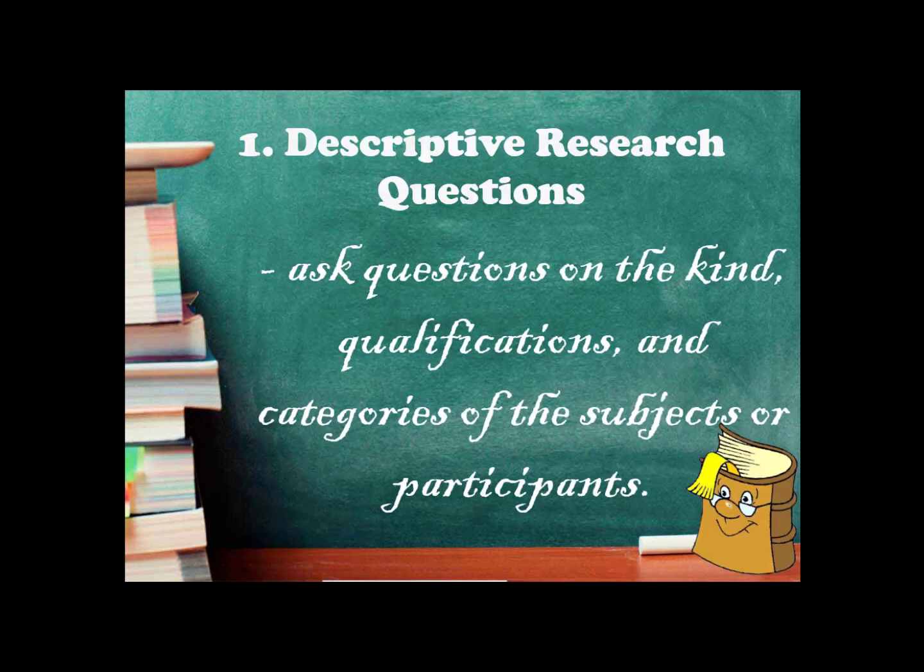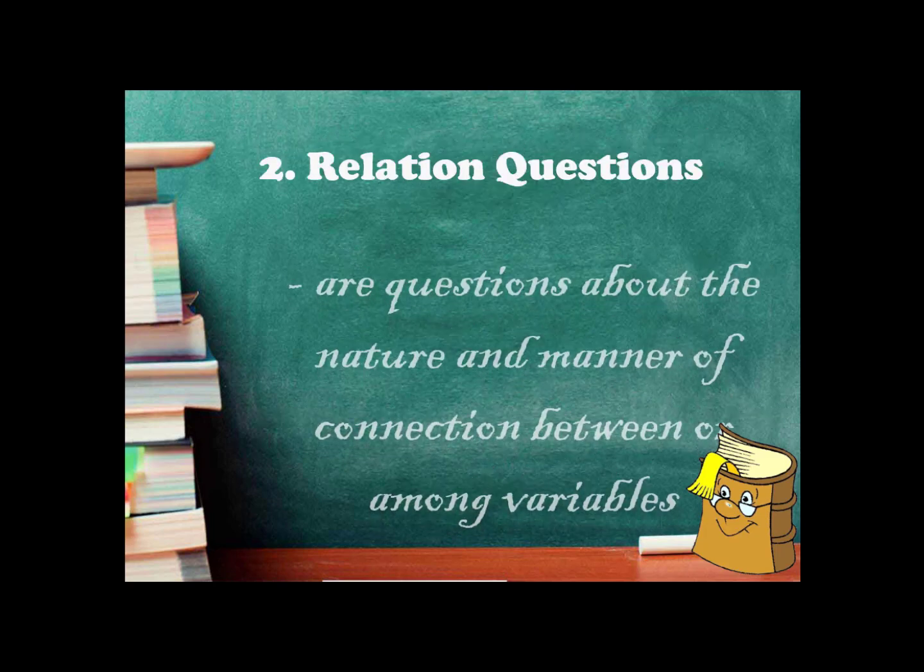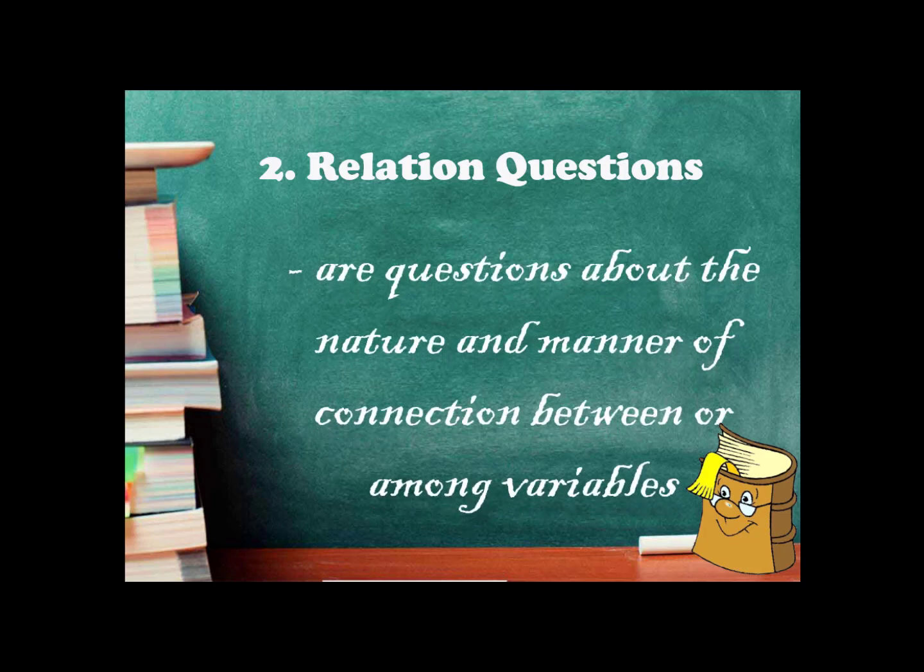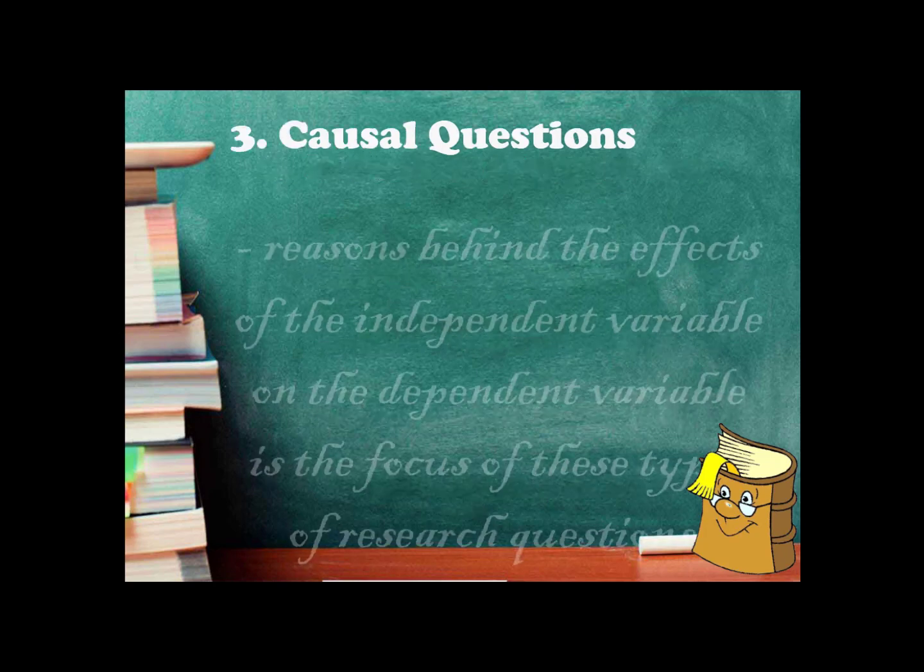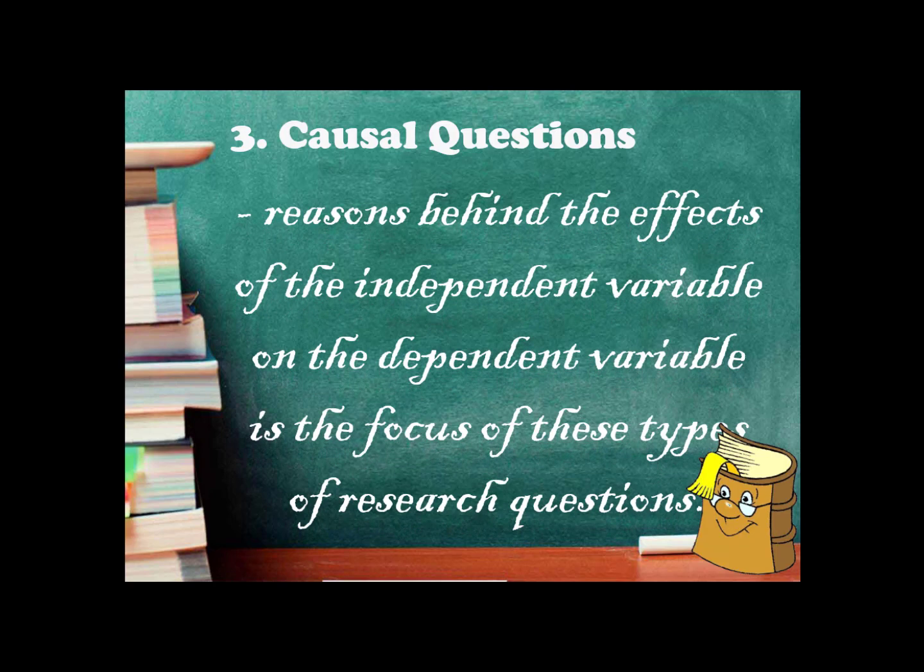Descriptive research questions ask questions on the kind, qualifications, and categories of the subjects or participants. On the other hand, we have the second type, which is the relation questions. Relation questions are questions about the nature and manner of connection between or among variables. Lastly is the causal questions. This focuses on the reasons behind the effects of the independent variable on the dependent variable.